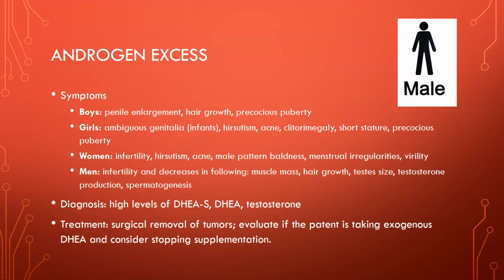And in men, you can have infertility and decreases in the following, which would be muscle mass, hair growth, testes size, testosterone production, and spermatogenesis. The diagnosis for androgen excess is going to be high levels of DHEAS or DHEA or testosterone. And the treatment could be surgical removal of tumors if they're present. And then you need to also obviously see if the patient is taking exogenous DHEA, because it is a supplement that is available. And obviously consider stopping supplementation if that's the case.